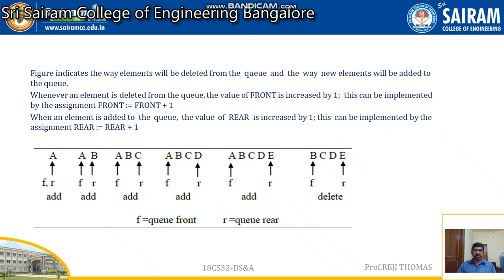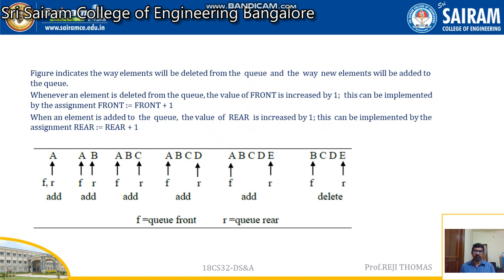So if you look at the diagram, look at the first one. We have a single character, which is A, and look at F and R. R is a pointer which will point towards the last element in the queue. Front will always be pointing towards the front end, which is nothing but the first character in the queue. Look at the next one. We have two characters A and B. Look at F and look at R.